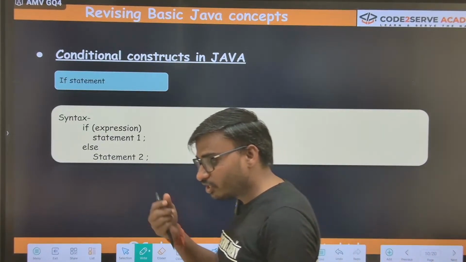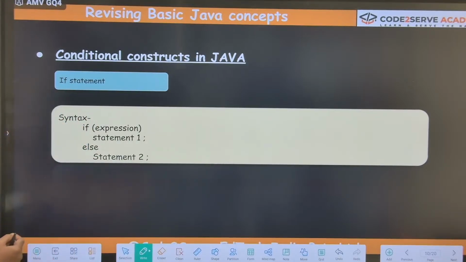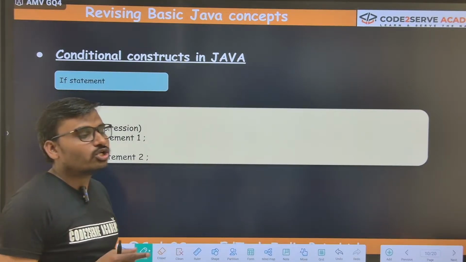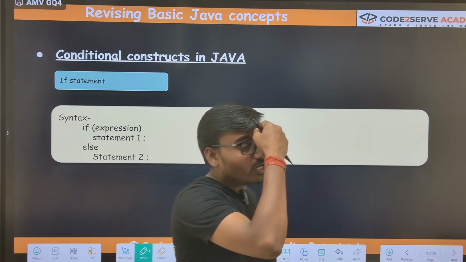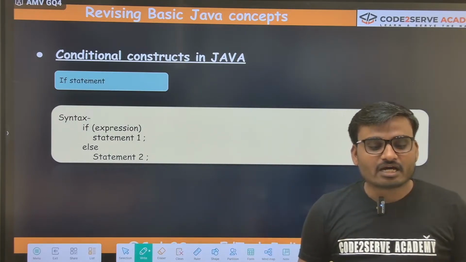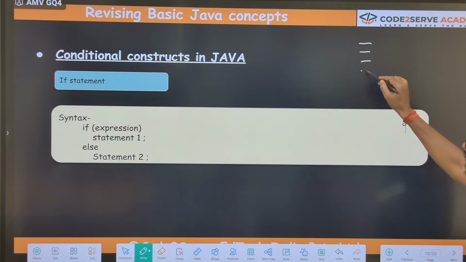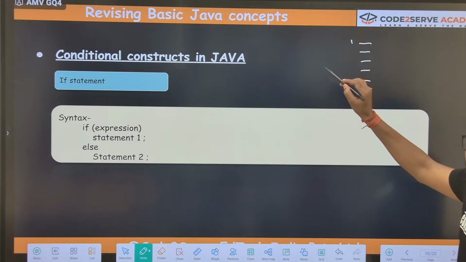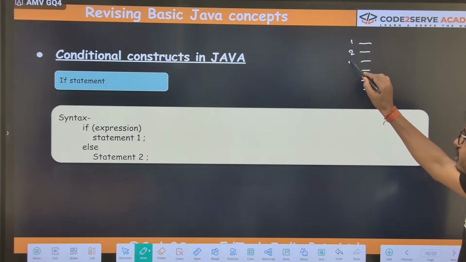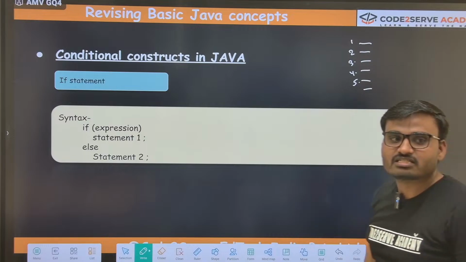We are now moving towards the conditional constructs. So in conditional constructs, before that, you have to keep in mind that whatever program you write, whether in Java or C++ or any other language, everything gets computed line by line. Suppose in line number 1 you have written something, in line number 2 you have written something, in 3 you have written something, 4 you have written something, and in 6 you have written something.